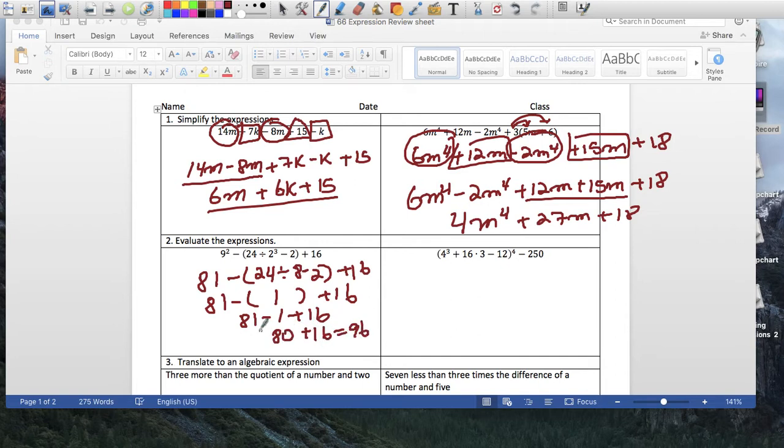Please follow order of operations. So here, in this line over here, don't do 1 plus 16. When it comes to a choice between subtraction or addition, it's from left to right. Okay, so 81 minus 1 should have been first.